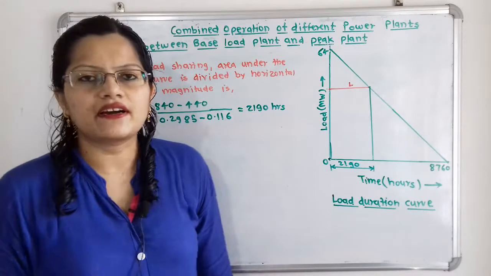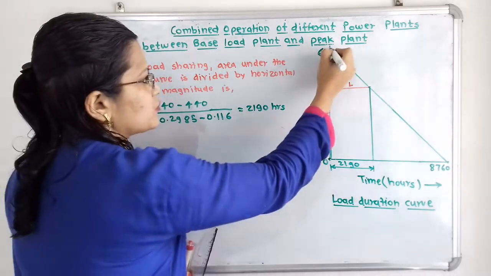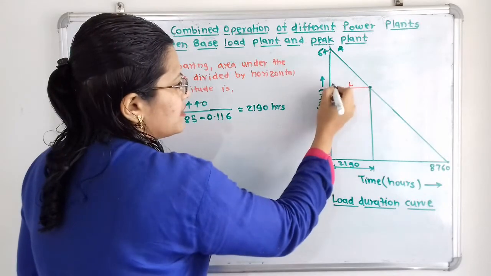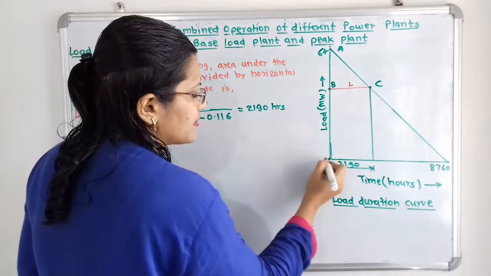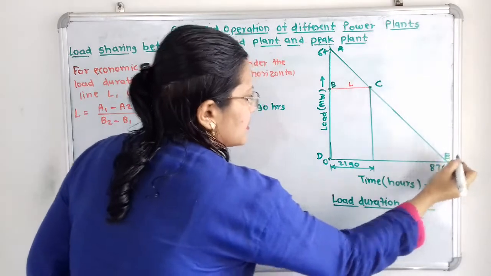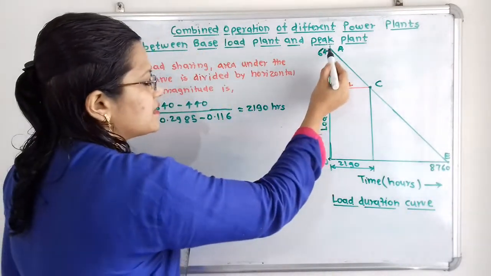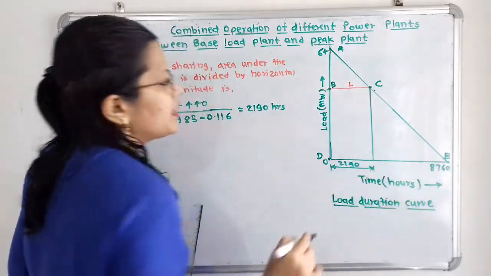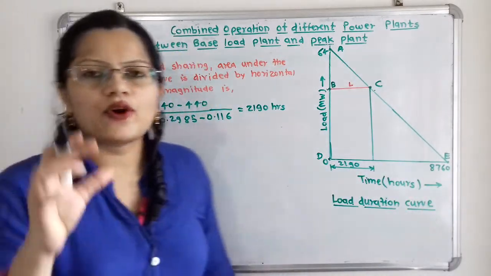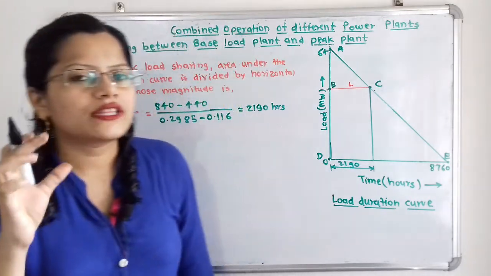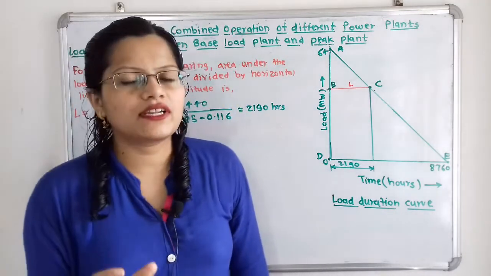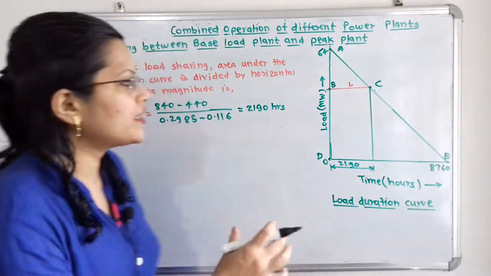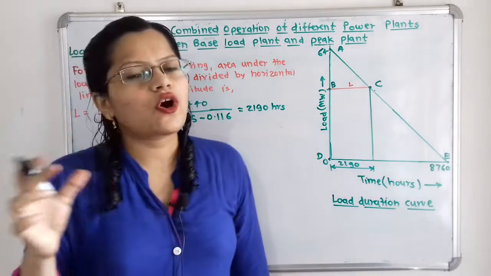Now we will give the notations for this triangle. Here this point is A, then here I will say this is B, C, and here D, E. Now if we observe, here is the triangle ABC and here is the triangle ADE. Now we have to decide what is the peak load on the peak load plant and what is the peak load on the base load plant.